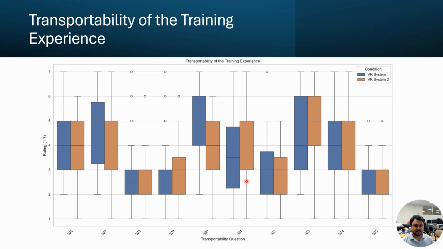Okay, again, we are using a 1 to 7 scale. In this graph, we are seeing similar types of questions like S26, lose myself in the experience, S28, envision myself in the event, S33, emotionally affected. So they are all positive statements, and both VR systems perform very similarly.